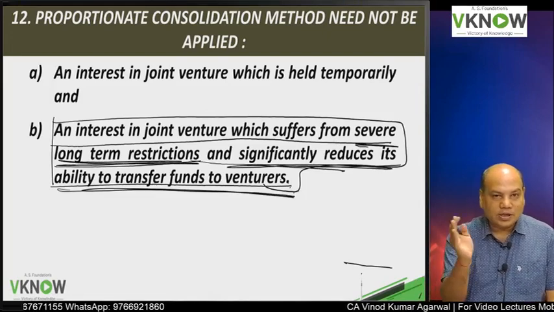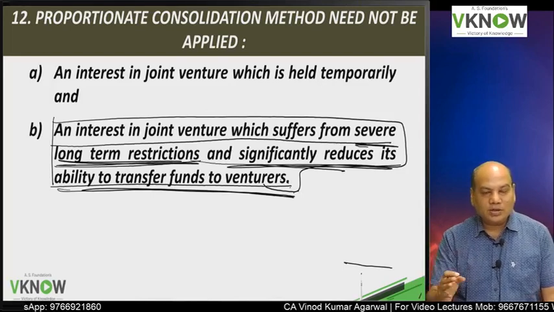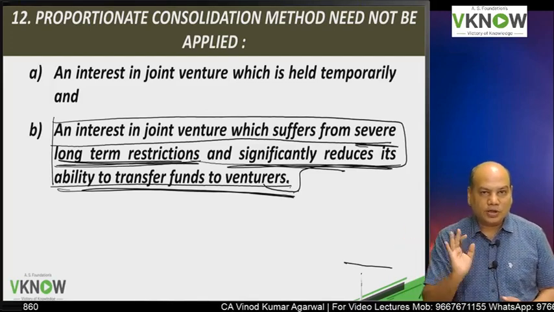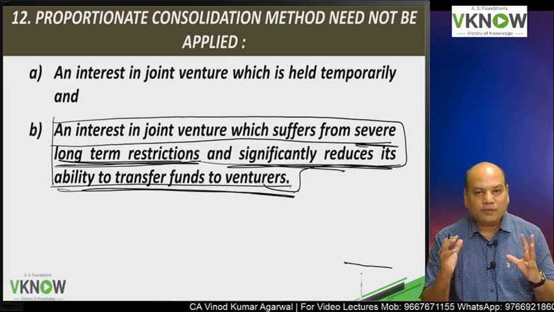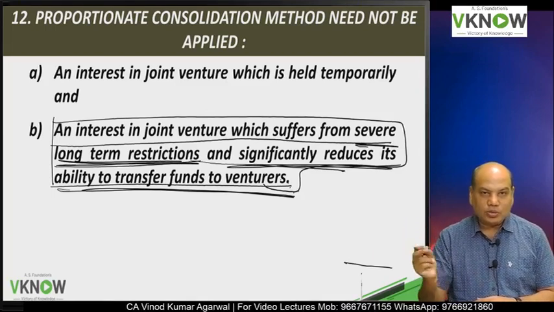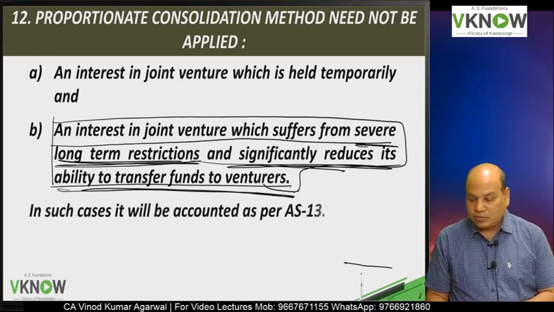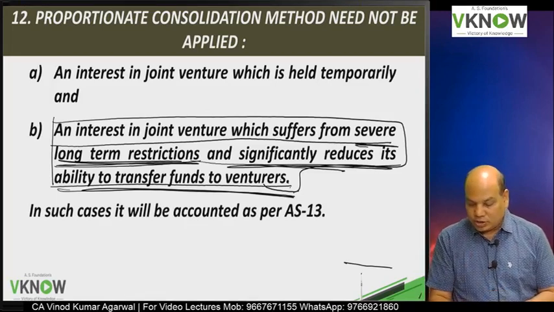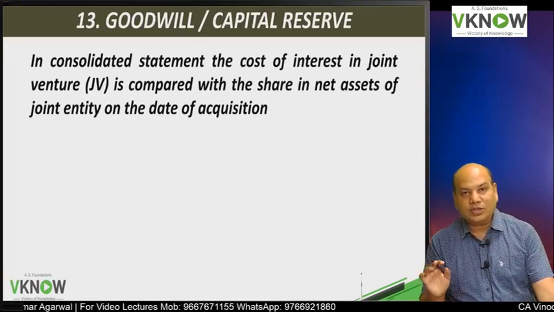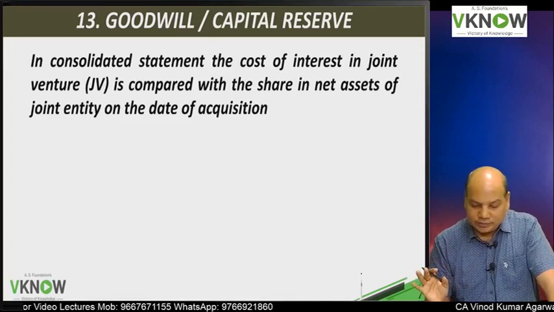Example, I repeat, I had given in the earlier chapter also. You may have a joint venture in Afghanistan. Afghanistan is now controlled by Taliban. Talibani government has said no outflow of funds from Afghanistan. They have banned all foreign remittances, and therefore the joint venture entity is not able to transfer funds to the venturer. So what venturer will do? Venturer will not follow AS 27. Venturer will continue to follow accounting standard 13 if proportionate consolidation method is not being applied.